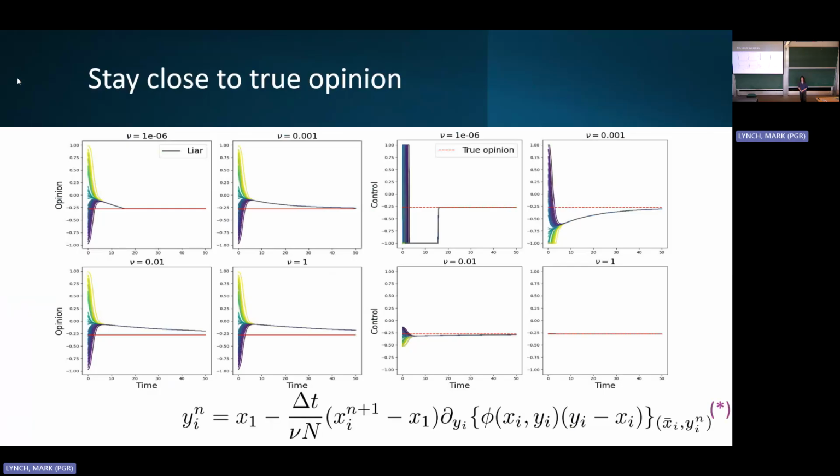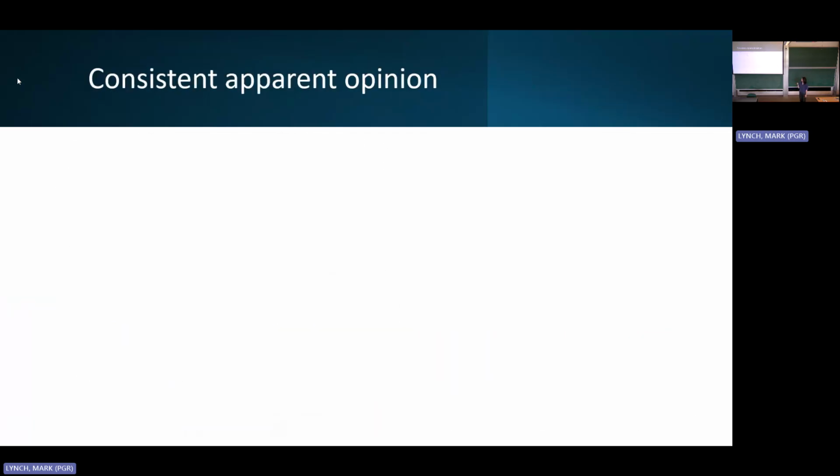And mathematically, this is what it says. The important thing to note here is that basically it's a perturbation from the true opinion. If you use a very large value of nu, so we're in a regularization dominated scheme, this tends to 0. So we just get this, being truthful. And for smaller values of nu, we get closer to the no regularization case.